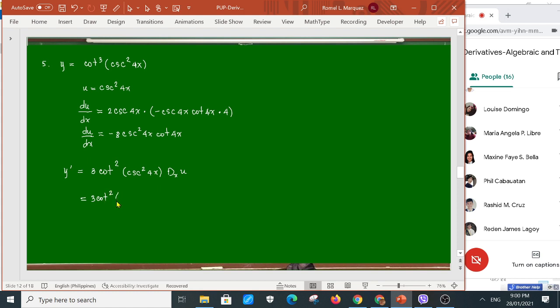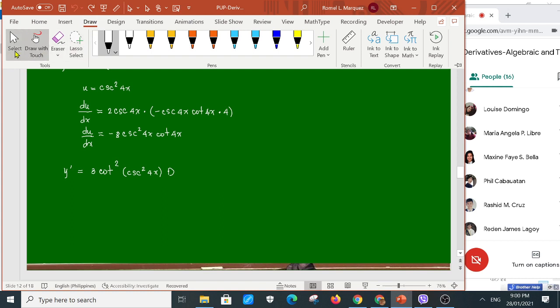Cotangent squared of cosecant squared 4x. Drop the exponent, it seems I'm missing everything. Wrong. Just joking. Sometimes you have to joke. It's just a joke, okay? Why a joke? Because it's a joke.